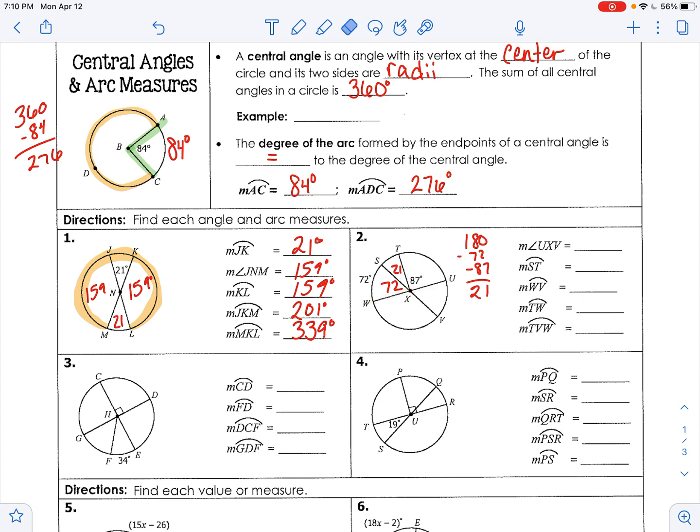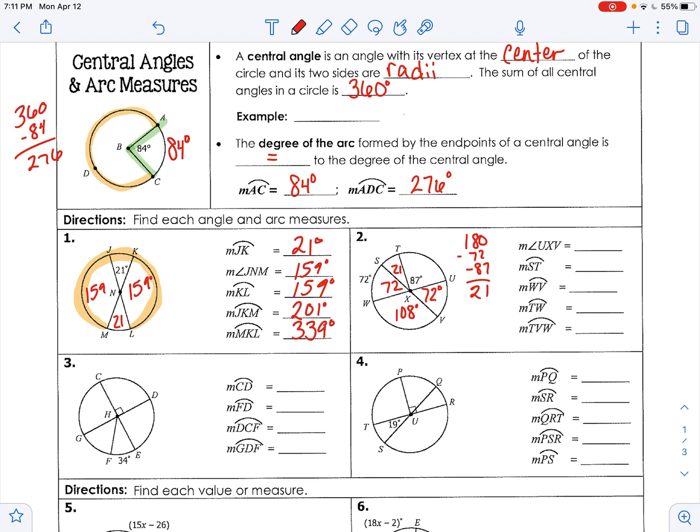And then we can kind of work around the circle. You've got some vertical angles. So those are going to be equal. That's also 72. And then again, we've got this semicircle. So this part is 180. And I also know that 180 is split into 2 parts. One part is 72. So I can take 180 minus 72 to get 108 degrees.